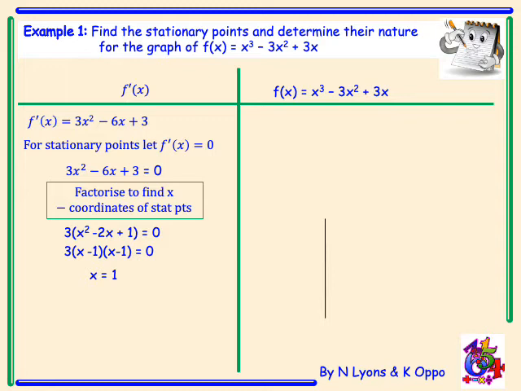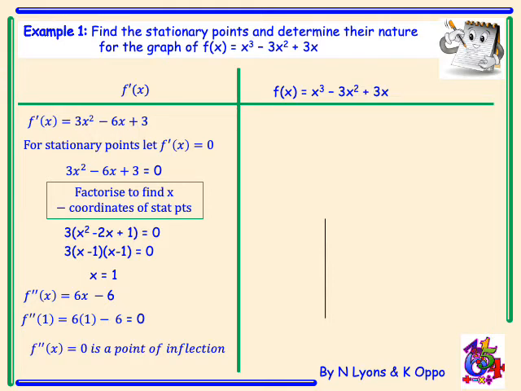How do I know it's a point of inflection? Well, when I look at the second derivative, f double dash of x, that equals 6x minus 6. When I sub in x is 1, I've got the second derivative at x equals 1 is 6 minus 6, which is 0. So when the second derivative equals 0, that tells me I've got a point of inflection. Previously we've looked at where the second derivative is positive, where it's negative, but now it's 0. So that flags up I've got a point of inflection.